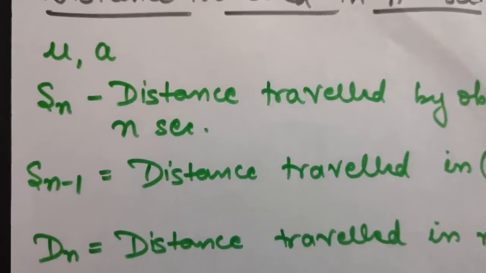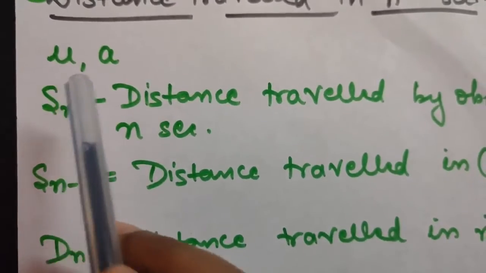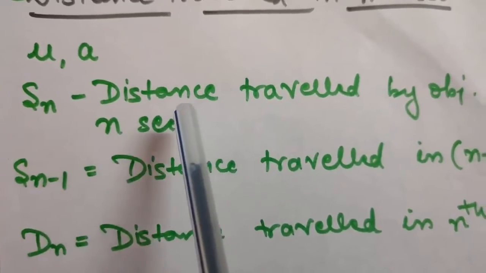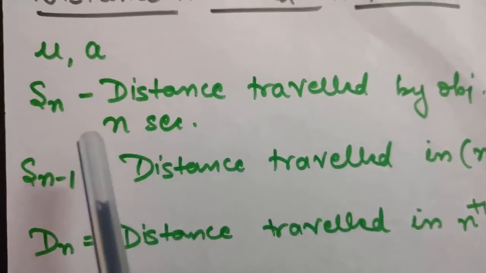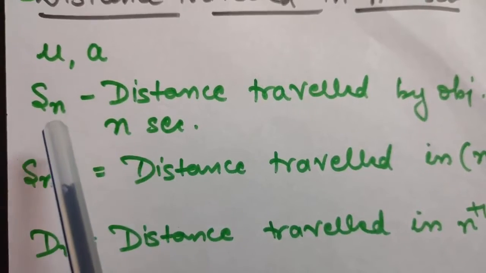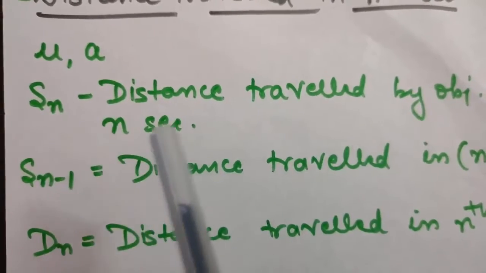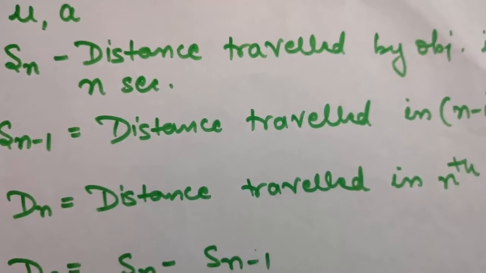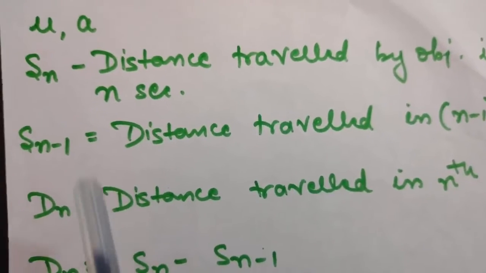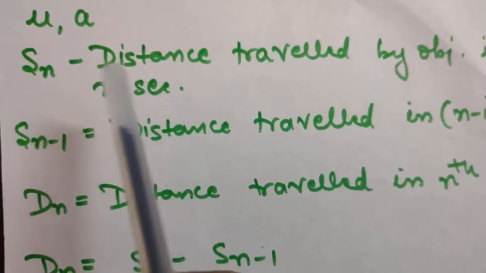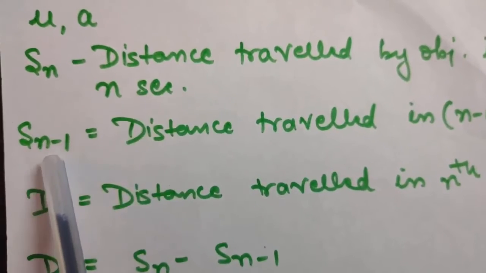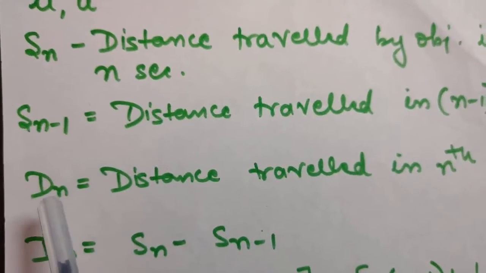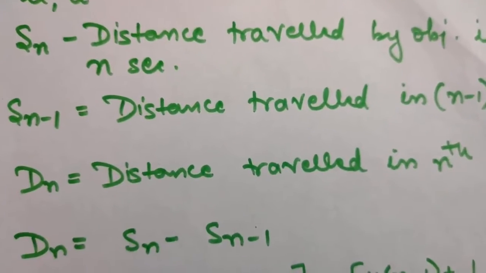Okay, so let us suppose u is the initial velocity and a is the acceleration. Sn is the distance traveled by the object in n seconds. For example, if n is 10, that means distance traveled by the object in 10 seconds. And Sn minus 1 is distance traveled by the object in n minus 1 seconds. That is, if I am taking n to be 10, this is distance in n seconds and this is distance traveled in 9 seconds. Now we are taking dn to be distance traveled in nth second.